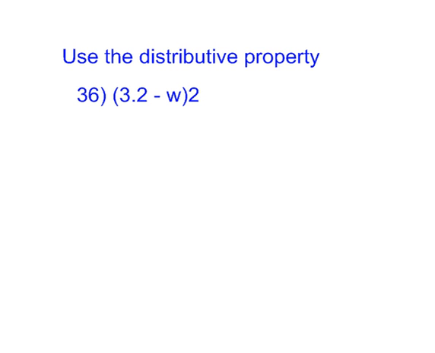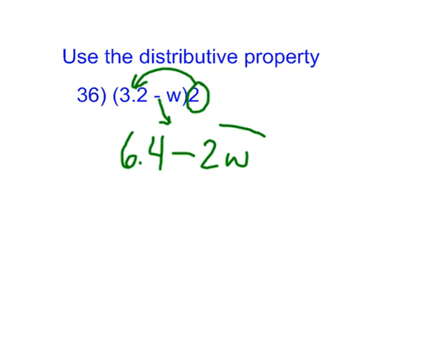36, we've got 3.2 minus w in parentheses, and we're going to times the whole thing by 2. So we're going to distribute the 2. So we're going to take 2 and times it by 3.2, which gives us 6.4. The operation is going to come straight down. Minus 2 times w is 2w. And there are no like terms, so this is where we will leave this.